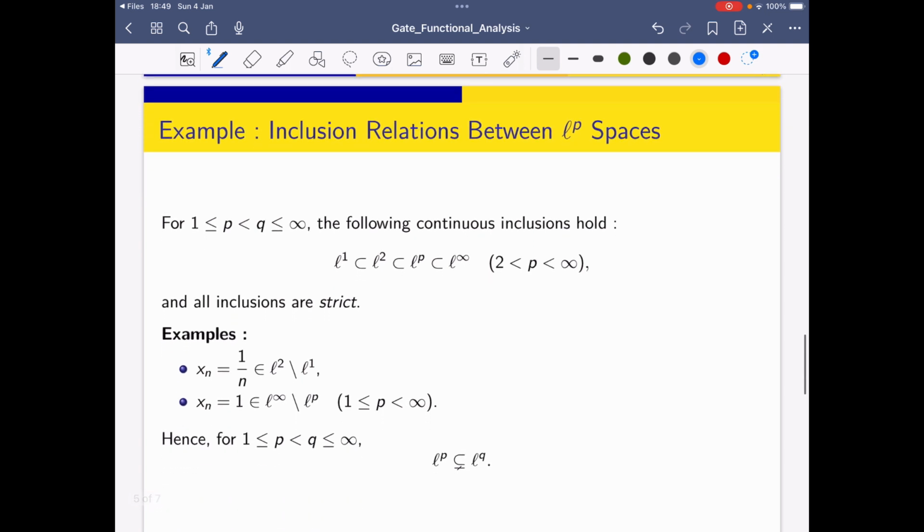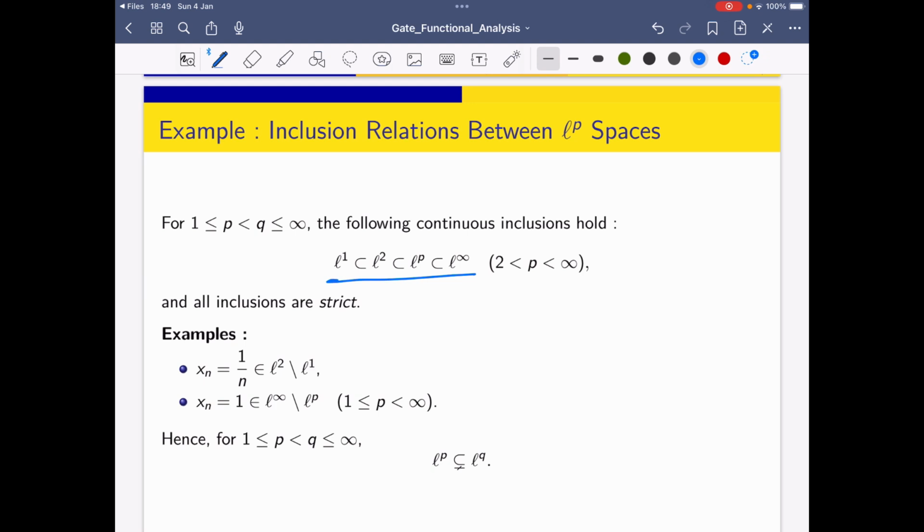Now next we will see some inclusion between LP spaces. So now we have L1 space, L2 space, L3, L4, LP, and L infinity. So a natural question is: do we have some relation between these spaces? So the answer is yes. So the relation is this. L1 is actually contained in L2, and L2 is contained in LP, and LP is contained in L infinity.